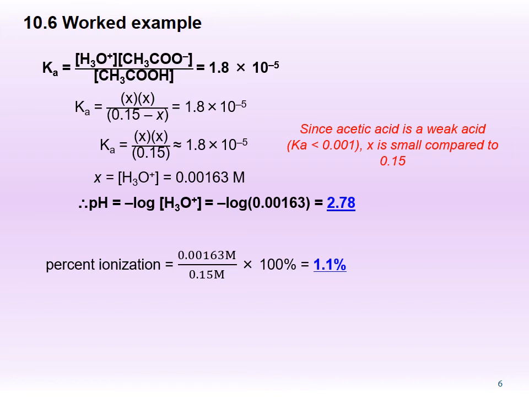We are not asked for this. We are asked instead for pH and percent ionization. So we substitute 0.00163 molar into the formula. pH is equal to negative log of hydronium ion concentration to get 2.78. Finally, to get percent ionization, we substitute the hydronium ion concentration at equilibrium, that is, the value of X, and the initial concentration of the unionized acetic acid into the formula to get 1.1%.